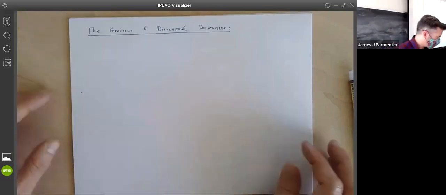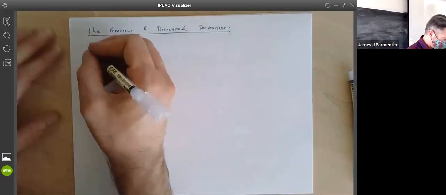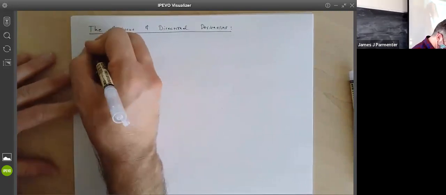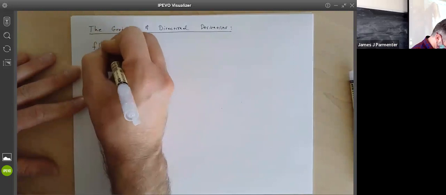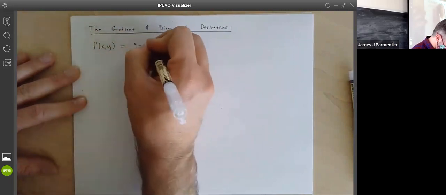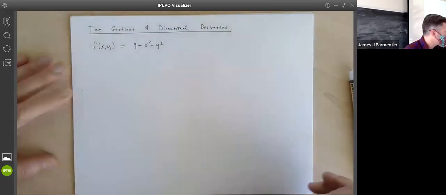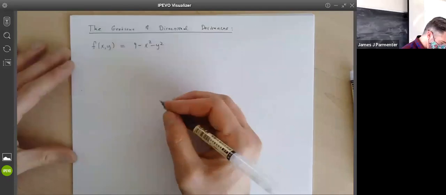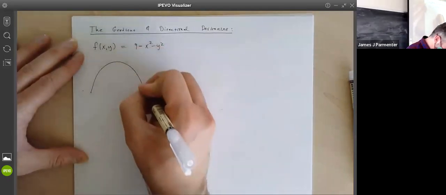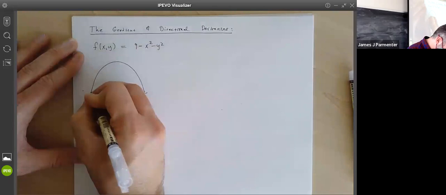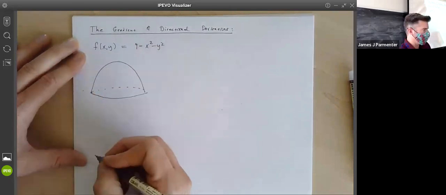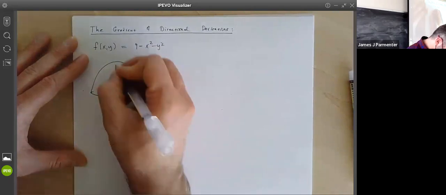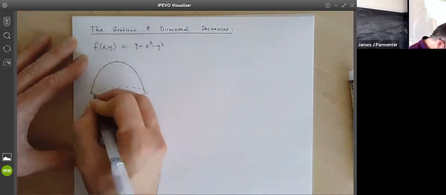So let's look at this example. I can't remember if we talked about this one before or not. My favorite example for talking about the gradient is the function f of x, y equal to 9 minus x squared minus y squared. It's a great function. It looks like a mountain. It's an upside down paraboloid. It obviously keeps going down and down and down, but if I cut it off at the xy plane, it's going to have this sort of shape.